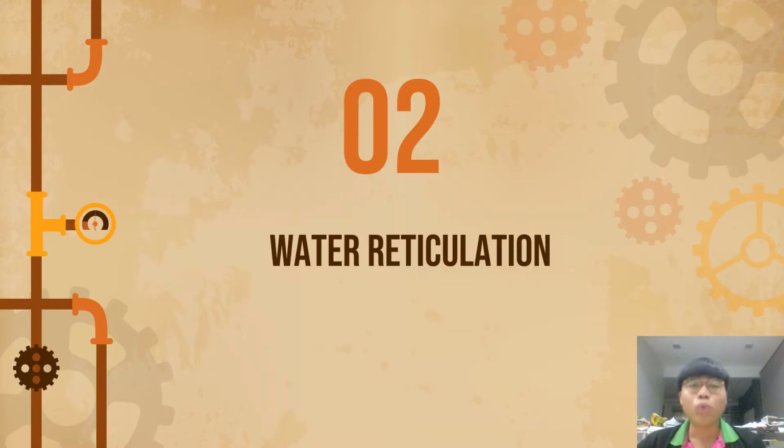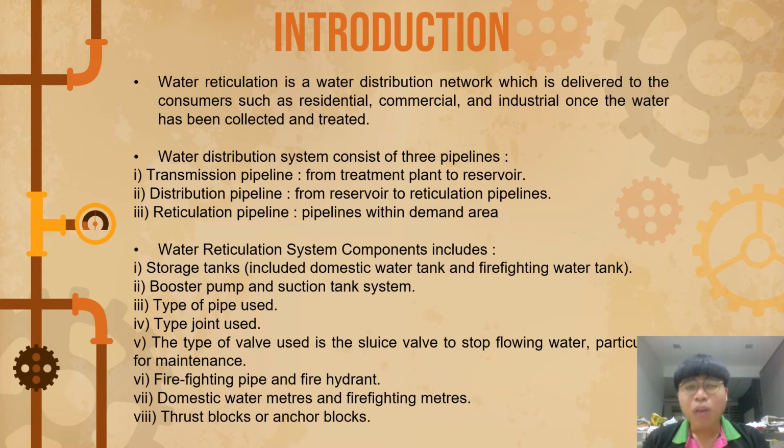Now we go to the water reticulation part. Now I will talk about the introduction. Water reticulation is a water distribution network which delivers water to the consumer, such as residential, commercial, and industrial, once the water has been collected and treated. A water distribution system consists of three pipelines. First, transmission pipeline from treatment plant to reservoir. Second, distribution pipeline from reservoir to reticulation pipeline. Third, reticulation pipeline, pipelines within the demand area.